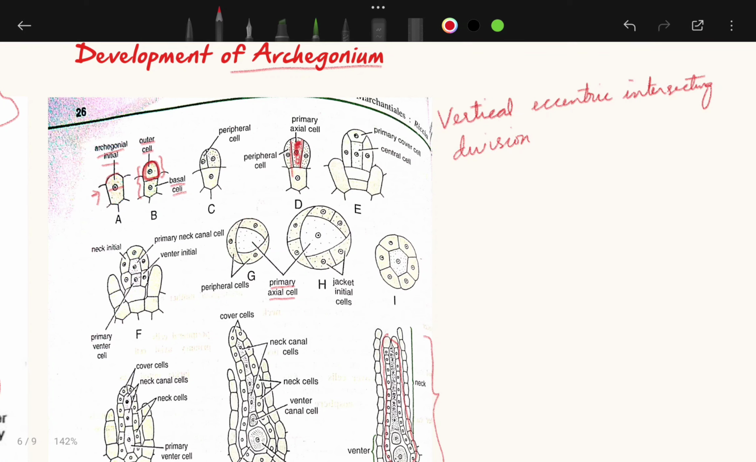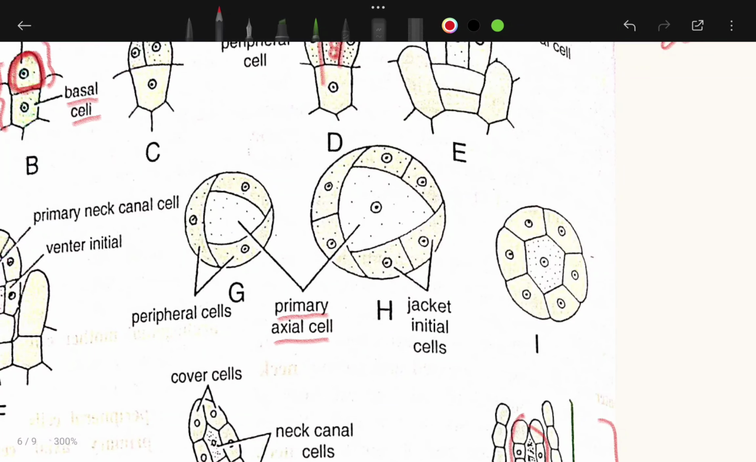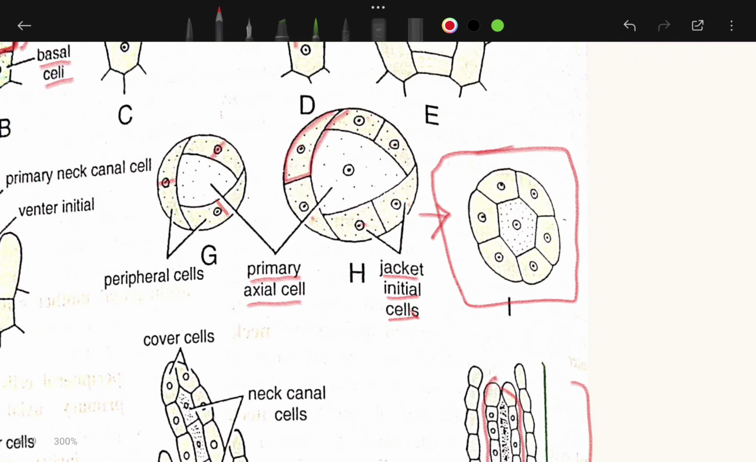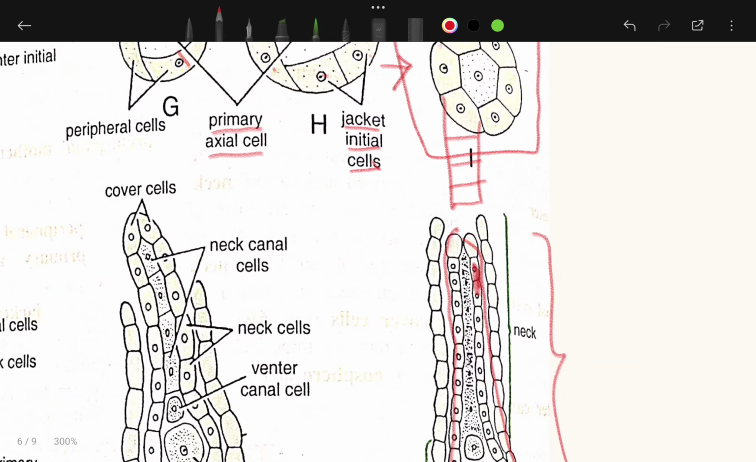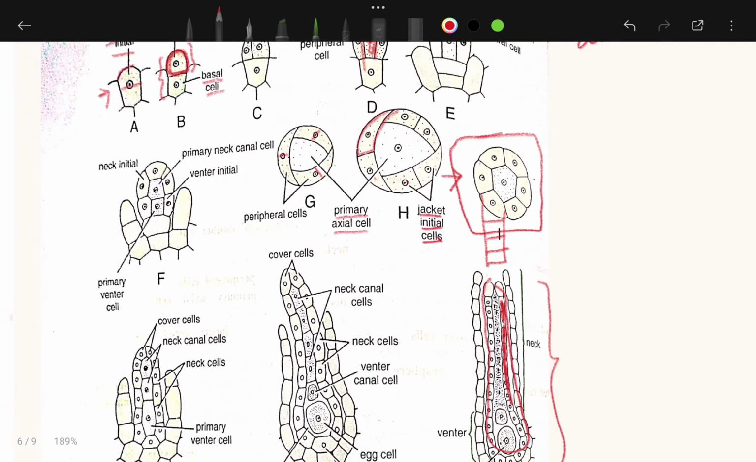Now these peripheral cells will undergo anticlinal division in this manner, and this will give rise to 6 cells, and these cells are known as the jacket initials, and each of these cells will give rise to the 6 vertical rows that we have discussed earlier. Each of these cells will undergo a transverse division in this manner, and this will give rise to the next cells that you can see here.